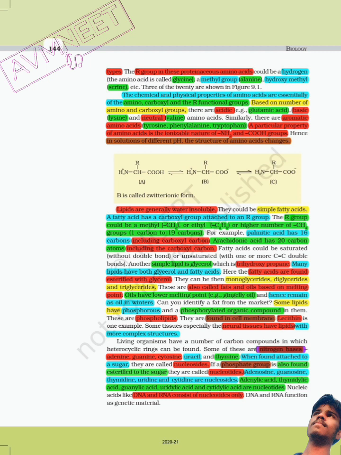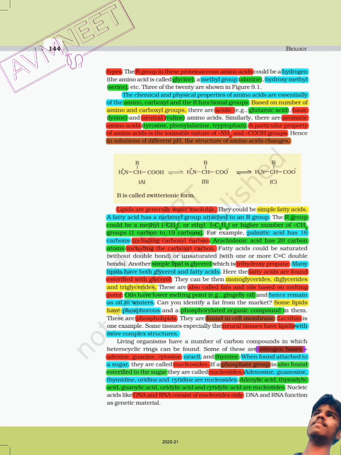Lipids are generally water insoluble. They could be simple fatty acids. A fatty acid has a carboxyl group attached to an R group. The R group could be a methyl or ethyl or higher number of CH2 groups, from 1 carbon to 19 carbons. For example, palmitic acid has 16 carbons including carboxyl carbon.